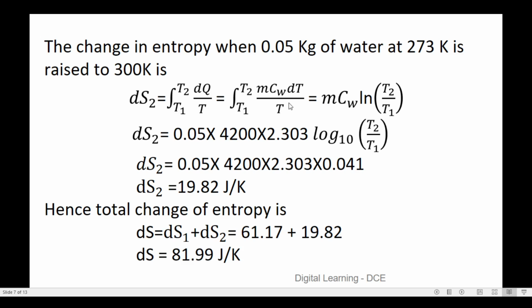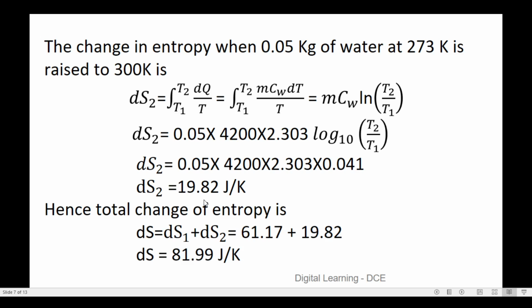So integrating, we get m c_w ln(T2/T1). Our dS2 equals, substituting the values, mass 0.05 into c_w 4200, so 2.303 log T2 divided by T1 to base 10. Substituting all the values and simplifying, dS2 comes out to be 19.82 joule per Kelvin.